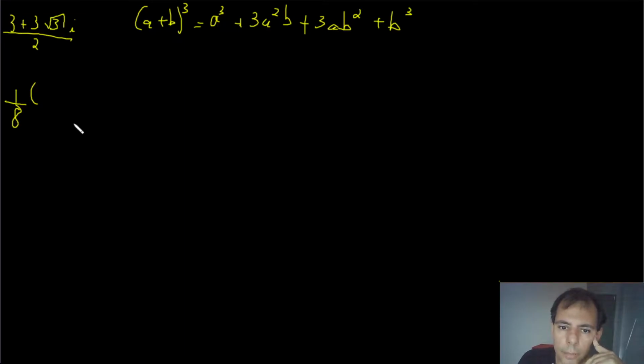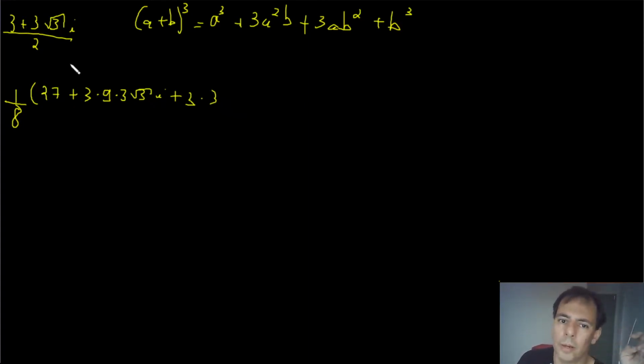3 cubed is going to be 27. Plus, you got this 3 over here. Now a squared is going to be 9, times b. b is going to be 3 square root of 3 i. So times 3 square root of 3 i. Great. I got this plus, and the 3 here, times a, which is 3.